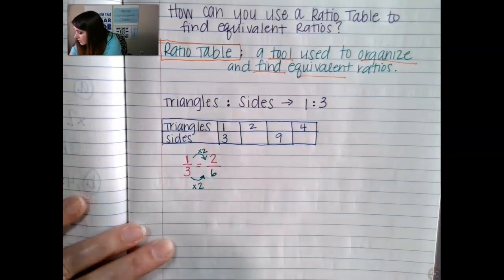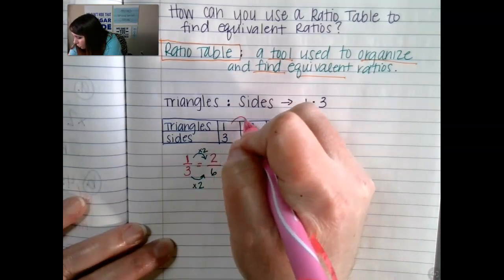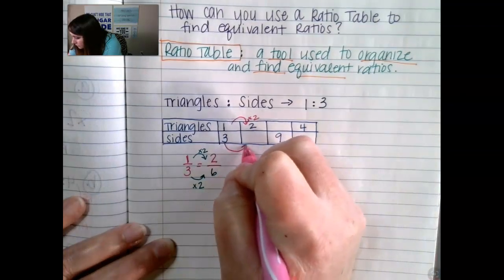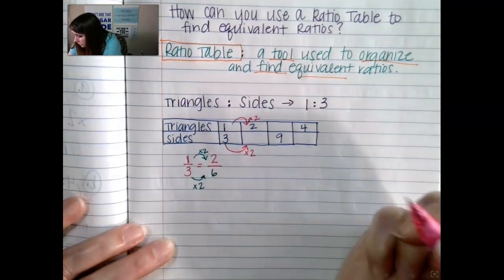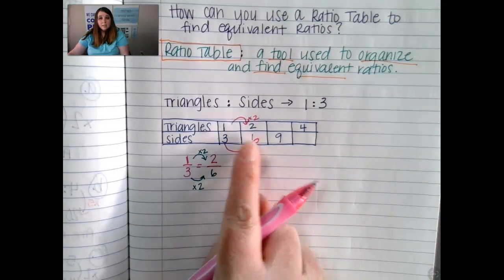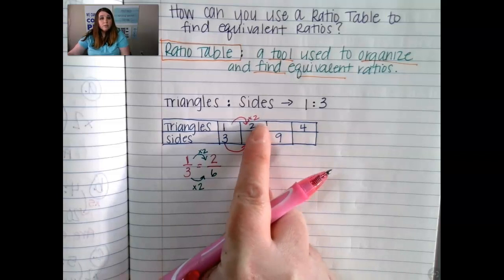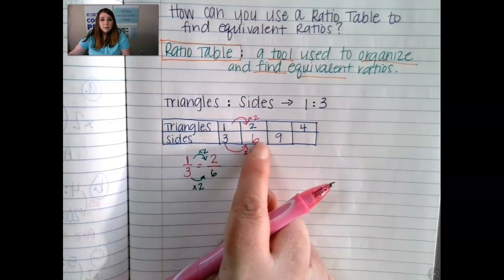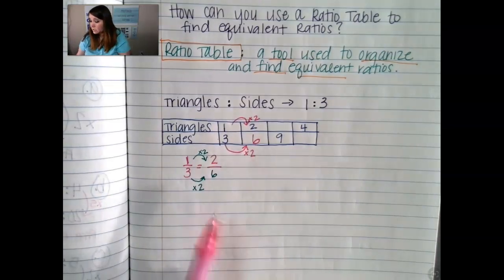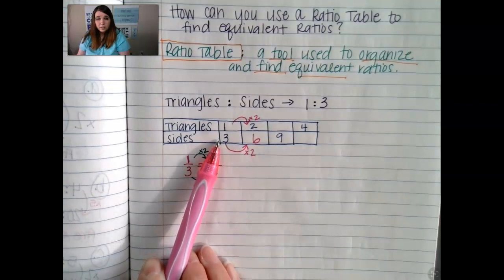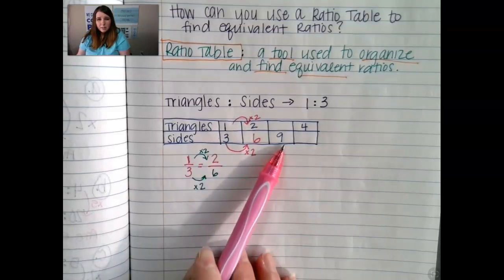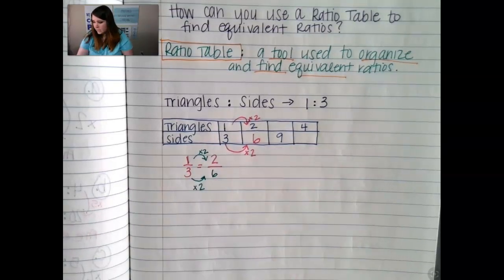So I can use this idea of multiplying from 1 to 2 by 2, and on the bottom, 3 times 2 gives me 6. So what goes in the box is 6. 1 to 3 is equivalent to 2 to 6. Now I can find how to get to 9. So going back to my initial ratio of 1 to 3, I can figure out how did I get from 3 to 9?